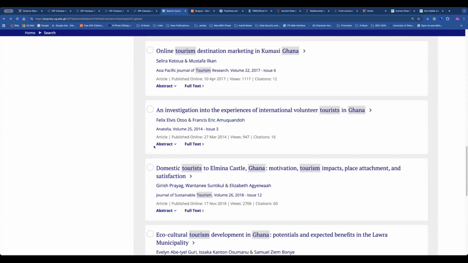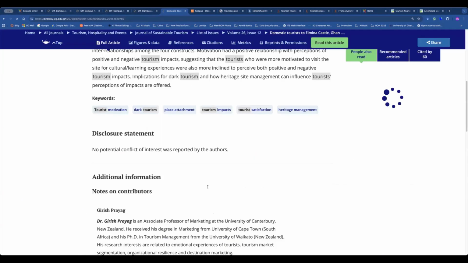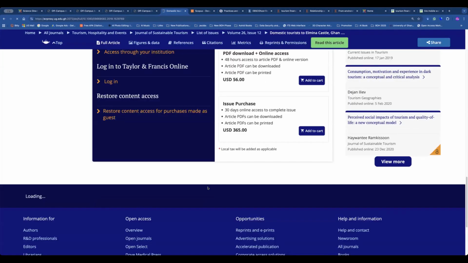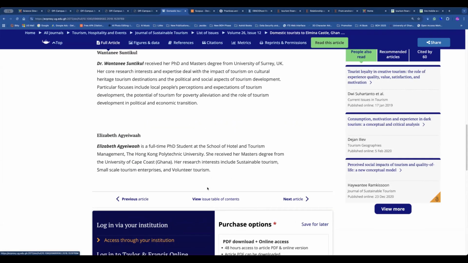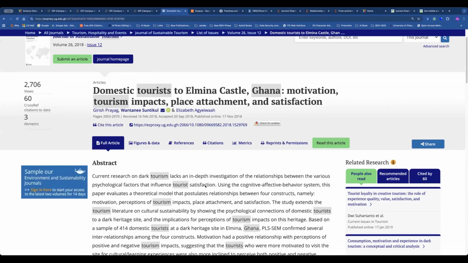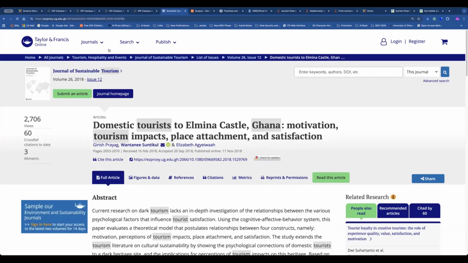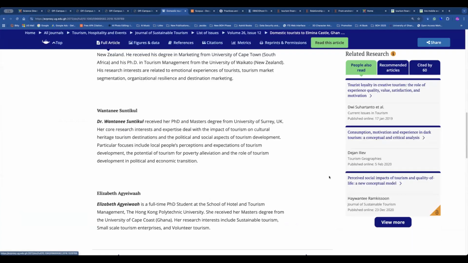This is interesting for me. Tourism sustainable. So let's see this one, full text online. I'm hoping this one will be available. Unless this is not working. That's okay. Let me see. Read this article.